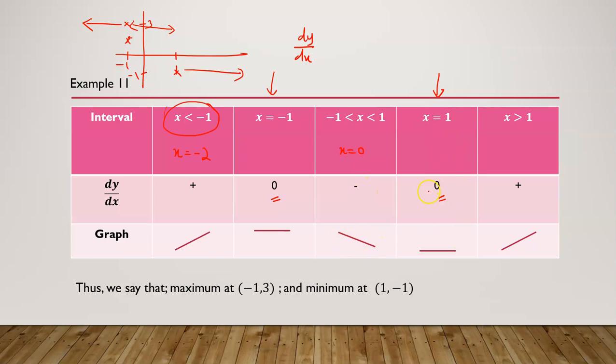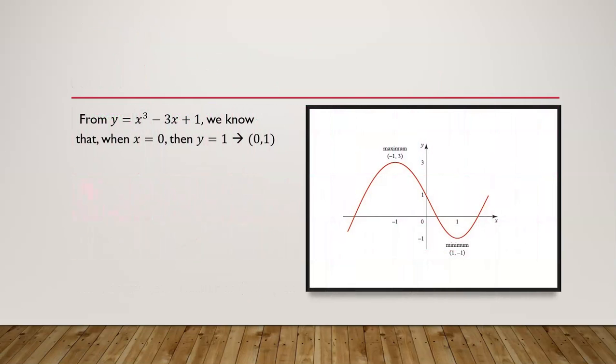And then x equals 1 is 0. For x greater than 1, I substitute x equals 2. You can substitute 3 or 4, as long as it satisfies the interval. When you substitute x equals 2, you get a positive value. So we know that (negative 1, 3) is a maximum and (1, negative 1) is a minimum. From here you can sketch. It will be like this, and like this. So the graph will look like this, because you already know this is the maximum and this is the minimum.